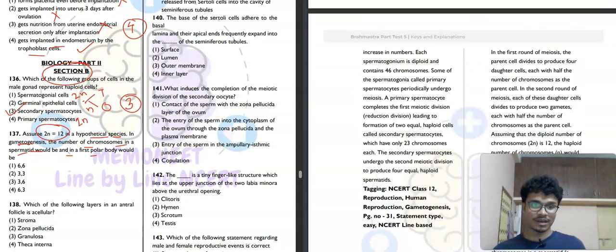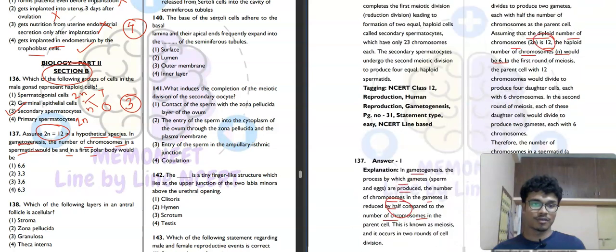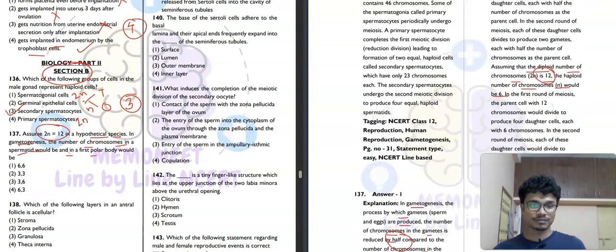Now here we can understand that, assuming the diploid number of chromosomes 2n is equal to 12, the haploid number of chromosomes n will be 6. And in the first round of meiosis, what will happen? The parent cell with 12 chromosomes would divide to produce daughter cells, each with 6 chromosomes.